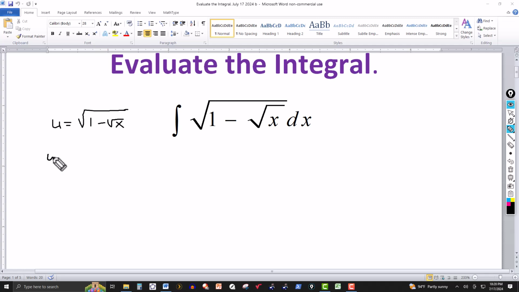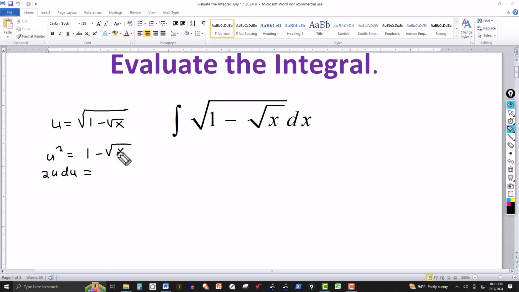And then what I did next is I squared both sides here. And this gave me 1 minus the square root of x. The main radical was gone. And then here, I went ahead and took the derivative of both sides. So this would be 2u du, and the derivative of the right side, derivative of 1 is 0.